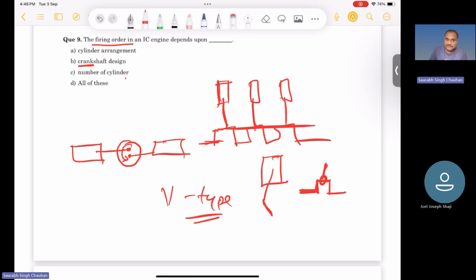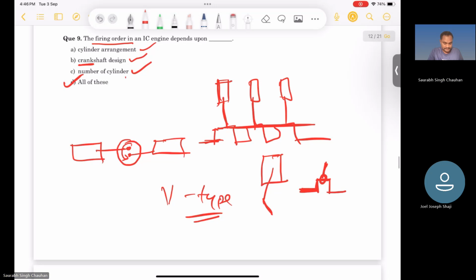So all these factors will affect the vibrations. And in order to optimize the vibrations or the noise or the stress developed in the crankshaft, the firing order will have to be optimized. So the firing order will depend on all these factors: cylinder arrangement, as well as crankshaft design, as well as the number of cylinders. So the correct option should be part D. I hope this is clear. We can move to the next question, question 10.